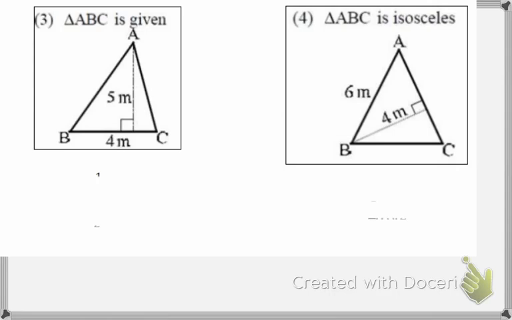Question number 3 is just a triangle, and although the length of AB and AC is missing, we still can work out the area of this triangle because we only need the value of the base and the perpendicular height. The formula for the area of a triangle is half times base times height. The base in this case is 4 and the perpendicular height is 5. Replace that into your formula and work it out, and that will give you an answer of 10 square meters.